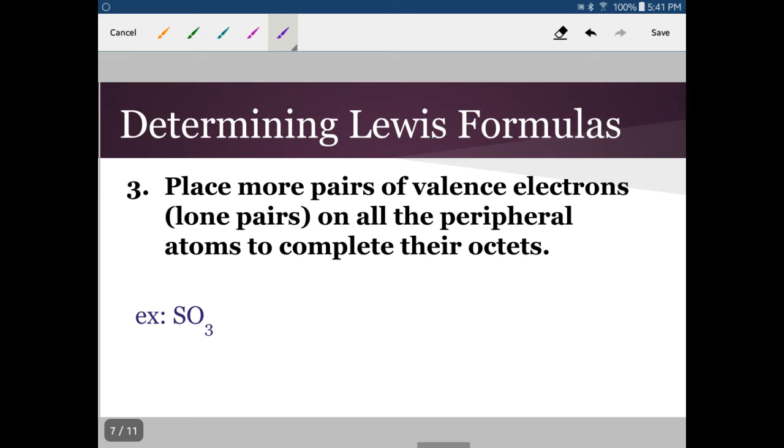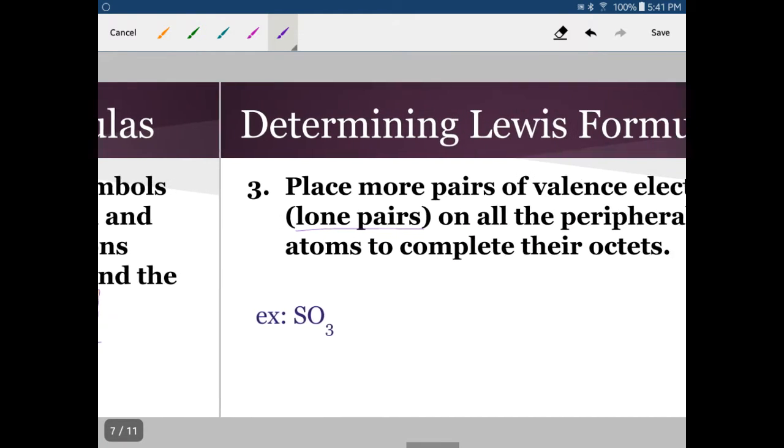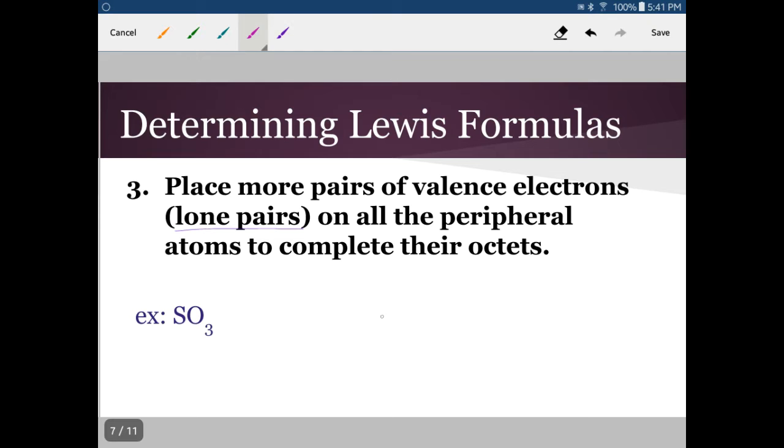It says place more pairs of valence electrons or lone pairs all around the peripheral atoms to complete their octet. So let's just see, how did I draw this? Okay. We have our sulfur in the middle, and we have our oxygens around it, and we've added in some bonding electrons in here. Okay, so this is what we have so far. Now again, we have a remaining 18 electrons to deal with.